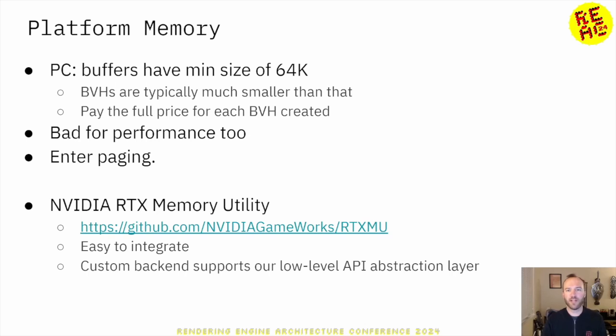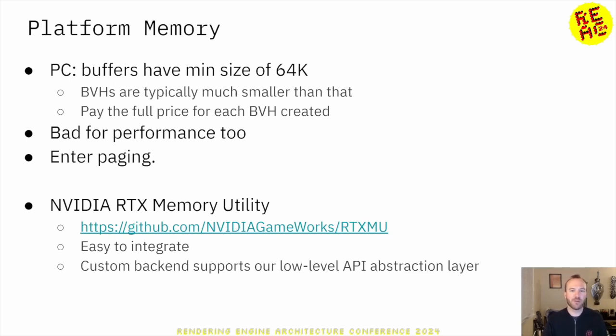DirectX requires that any buffer object allocated on PC has a minimum size of 64 kilobytes, and BVHs are typically much, much smaller than that, sometimes on the order of only a few hundred bytes. With each individual BVH being represented by an individual buffer, there's potentially hundreds of extra megabytes being allocated and never used. Even compaction makes no difference because the compacted buffer is still going to be a minimum size of 64 kilobytes under the hood. So the next step here is paging memory.